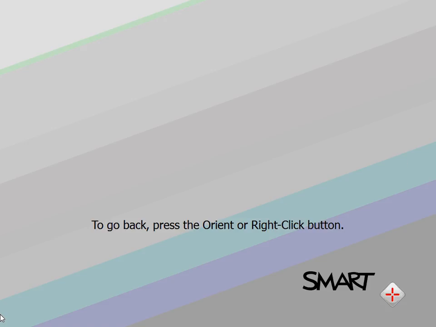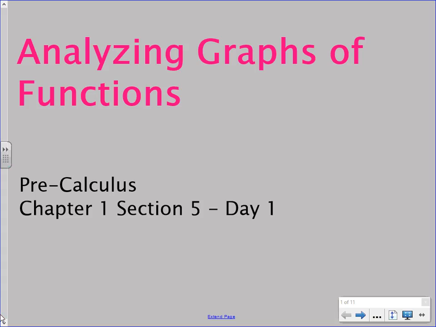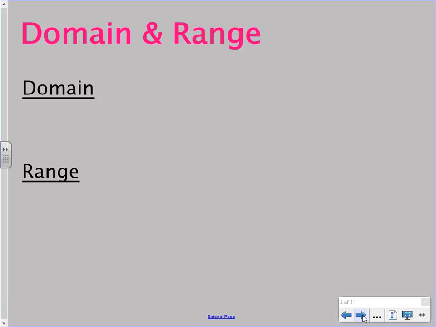First thing I want to talk about is domain and range. There we go, domain and range. 30 seconds, turn to your neighbor, describe domain and range if you can remember it.